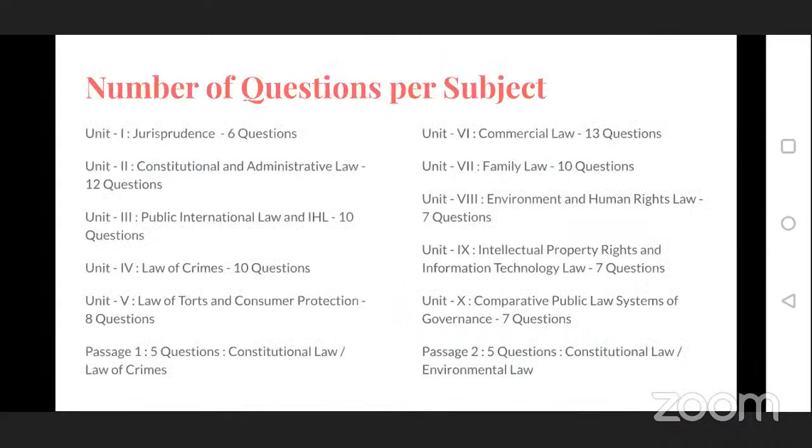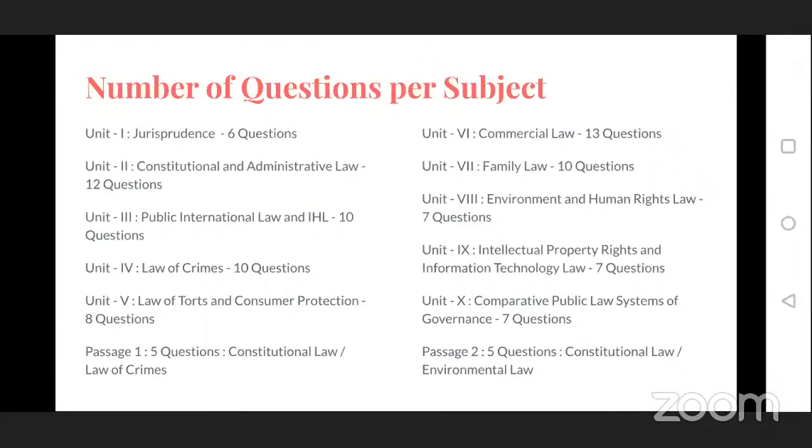So let us quickly analyze. So what are the questions which were there? So from unit 1, jurisprudence, there were 6 questions. From unit 2, constitution and administrative law, there were 12 questions. Then for unit 3, public international law and IHL, there were 10 questions. Then for unit 4, law of crimes, there were 10 questions. Unit 5, law of torts and consumer protection, there were 8 questions. Then unit 6, commercial law, there were 13 questions.